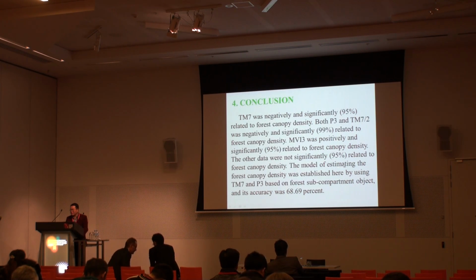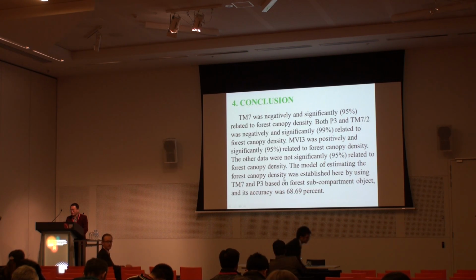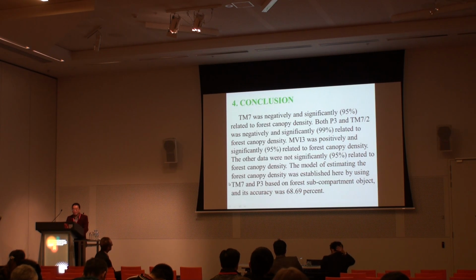The model of estimating the forest canopy density was established here by using TM band 7 and the third principal component based on forest subcompartment objects, and its accuracy was 68%.